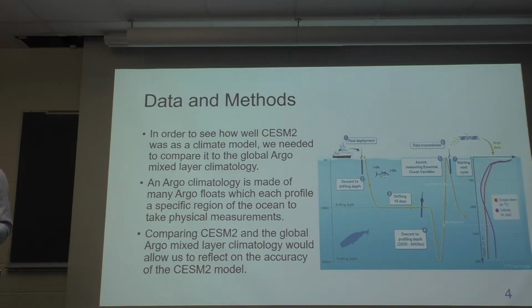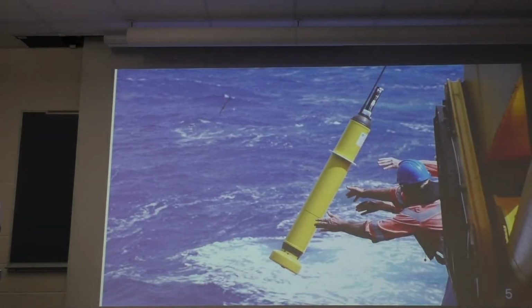At first, it starts off with deployment, and after deployment, it profiles down to the region it needs to go, and then it starts to profile for those physical measurements before coming to the surface and relaying that information to a satellite, so that it can be analyzed by scientists. So comparing CSM2 and the global Argo mixed layer climatology would allow us to reflect on the accuracy of the model. Here you can also see the float deployment in action, at the first stages of the actual Argo float deployment, where they first deploy it, and then it starts to go down to the depth needed for the Argo float.